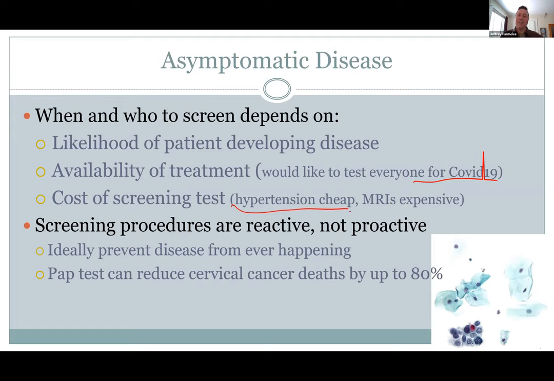So the cost, the availability, and looking at the patient, what is the probability they're going to have this? Men get breast cancer, like just 1% of breast cancers, and so obviously you want to put your resources to testing women for that disease. And with these screening procedures, you've already got the disease, you're just catching it early. So you can see it's reactive, not proactive. Ideally, you want to look at lifestyle and everything you can do to prevent the disease from even starting.